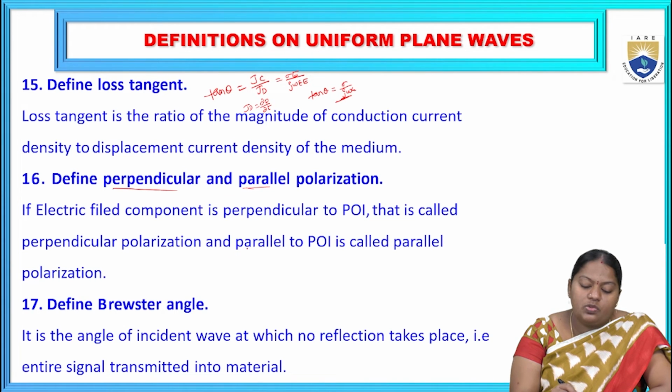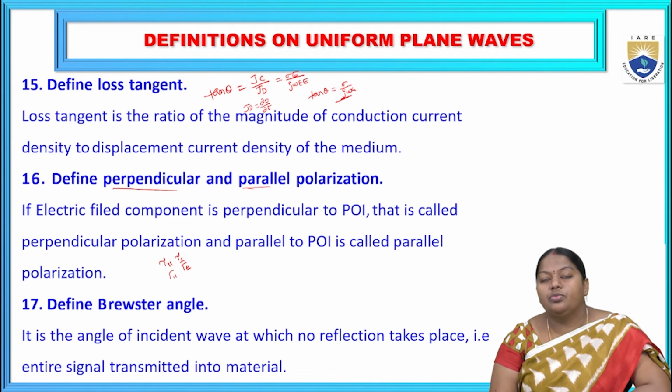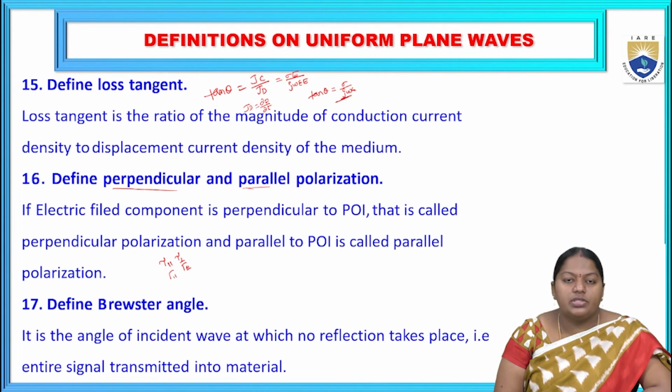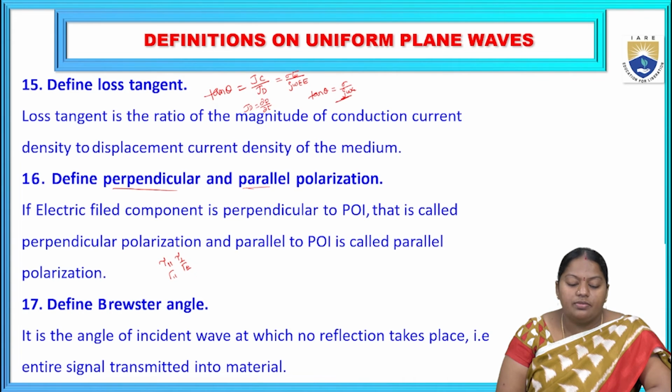From this we will be calculating two types of coefficients, tau parallel as well as tau perpendicular, and gamma parallel and gamma perpendicular. Tau and gamma are the two notations for reflection coefficient and transmission coefficient for the perpendicular as well as parallel polarizations. Right? In the parallel polarization case, we will be getting one of the angles called Brewster angle.